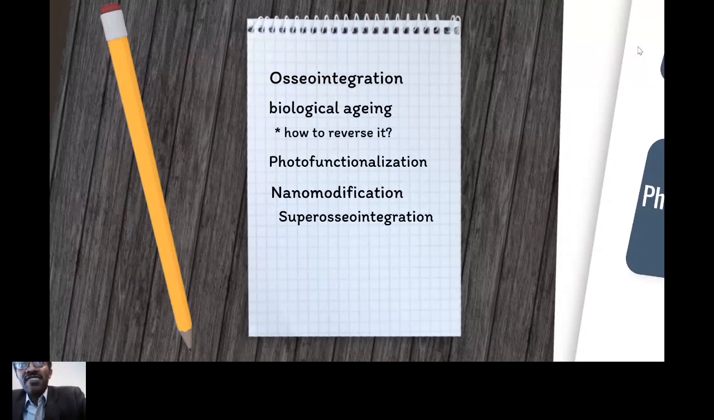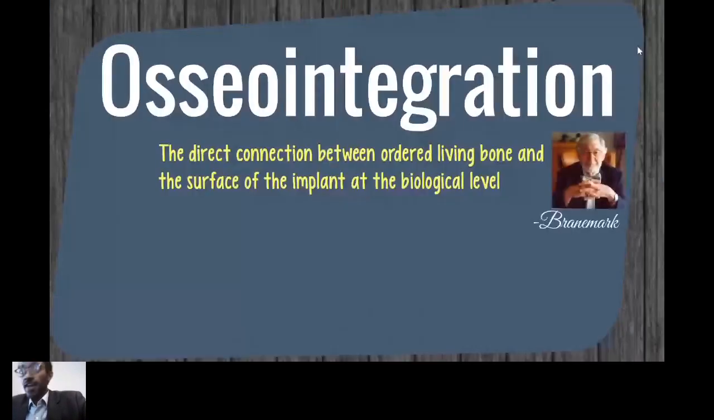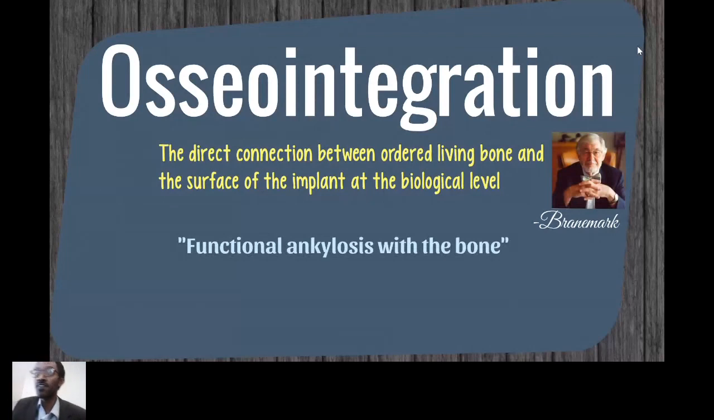Let's start with osseointegration itself, because it's the basis of this lecture and the basis of implant dentistry in general. So what is osseointegration? According to this definition, which everyone knows, it's a direct connection between the living bone and the surface of the load-bearing implant at the biological level. That means tissue level or cellular level. If you want to make it short, you can say just functional ankylosis in the bone, which means this piece of metal is attached to the bone, right? That's just making it simple.